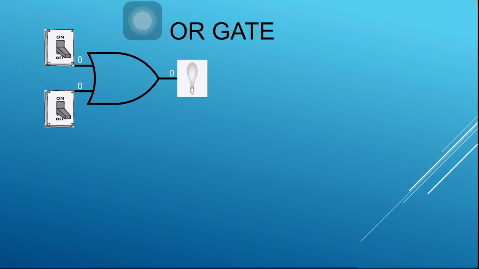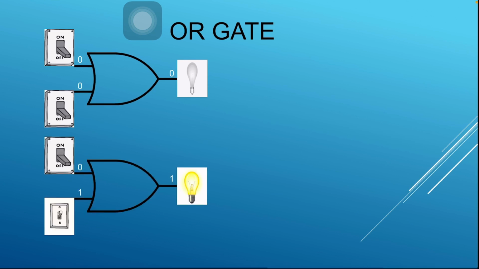So as it said, if we input 0 for both, then the output will be 0. Then if we put 0 for A and 1 for B, the output will be 1. Another is if we put 1 for A and 0 for B, then the output will be 1. And also if we put 1 for both A and B, the output will be 1.